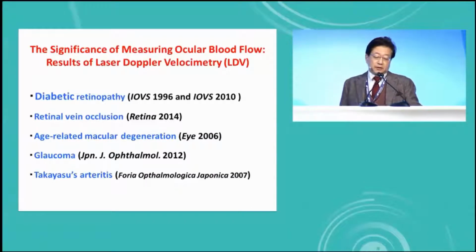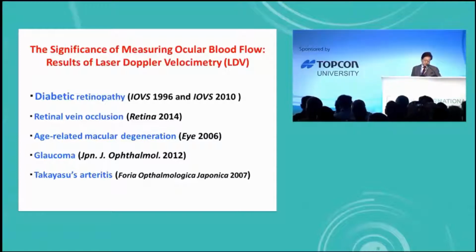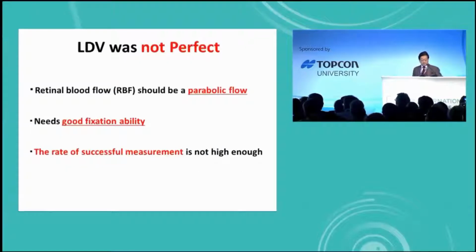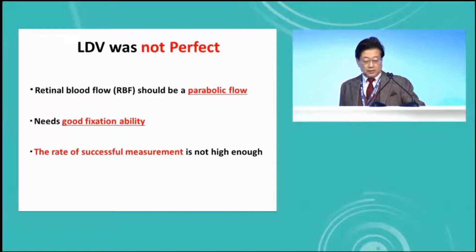Regarding the significance of measuring ocular blood flow, using laser Doppler velocimetry, we studied diabetic retinopathy, retinal vein occlusion, AMD, glaucoma, and others. However, laser Doppler velocimetry was not perfect. Retinal blood flow should be parabolic in this technique and it needs good patient fixation ability. And the rate of successful measurement is not so high.